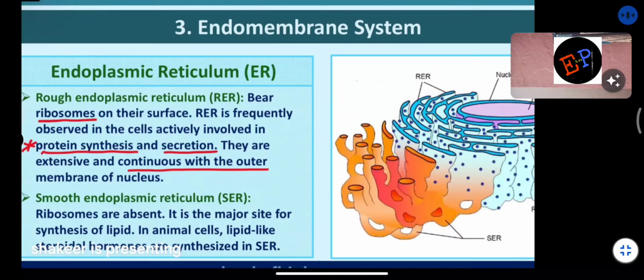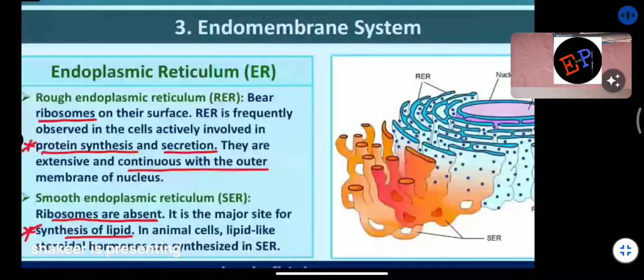Ribosomes are absent here. It is the major site of synthesis of lipids. Where are lipids produced? Lipids are produced in smooth endoplasmic reticulum. Are you able to understand? Proteins are produced in rough endoplasmic reticulum.